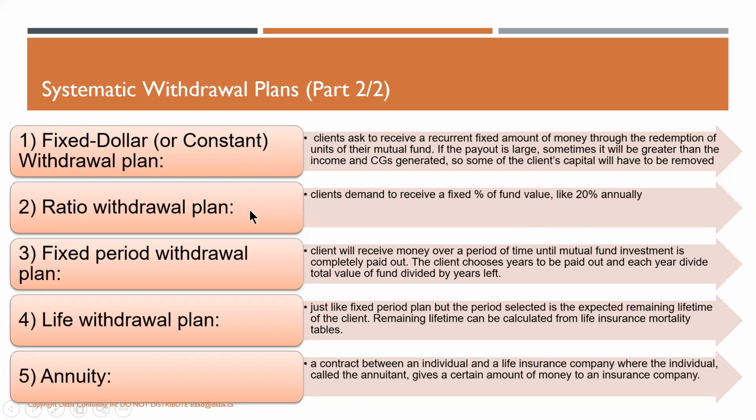Okay. Ratio withdrawal means that they're taking out a fixed percentage, like, suppose, 20% annually. He wants to take out 20% every year. That is a ratio withdrawal plan. Okay.